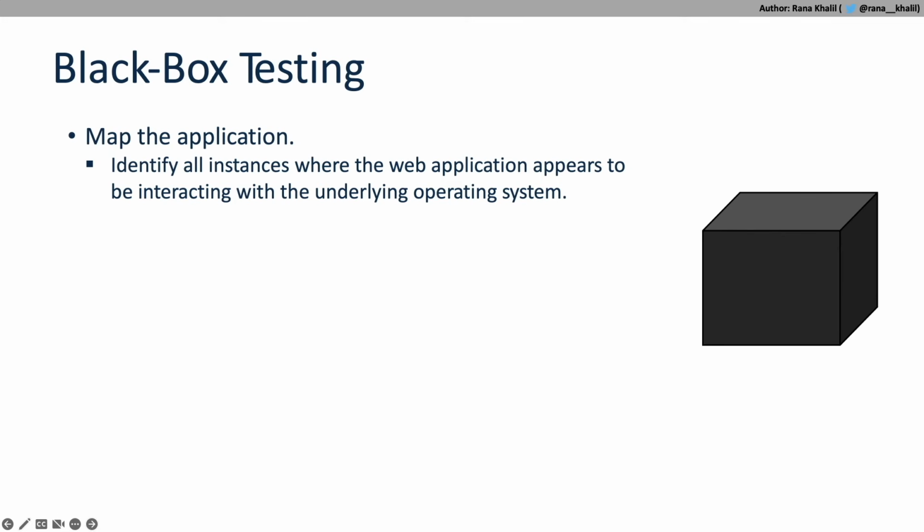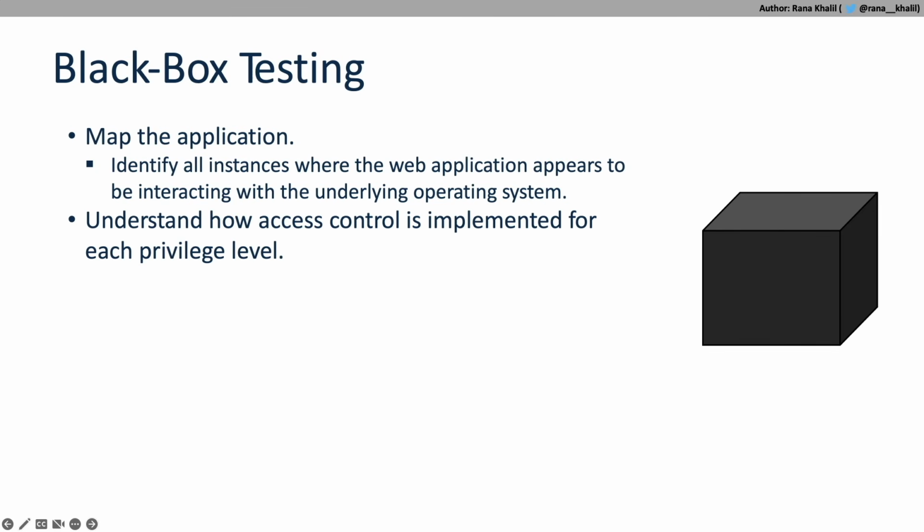Now, I would personally argue that this is probably the most important step when it comes to testing an application. Before you start poking parameters, you really need to understand how access control is implemented in the application, because that'll really pay off in the future when you're testing for access control vulnerabilities. And you want to do that for each privilege level. So when preparing the rules of engagement document, make sure to request at least 2 accounts of each privilege level.